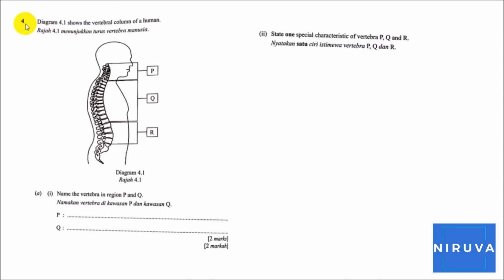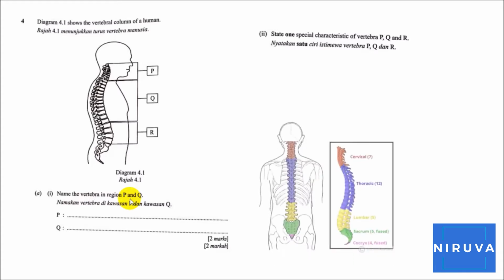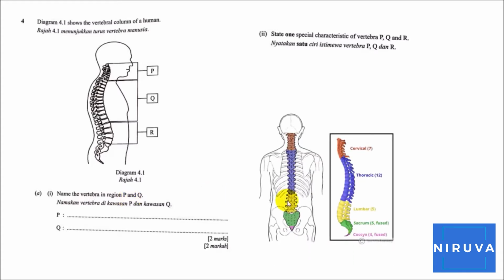Okay, question 4. Diagram 4.1 shows the vertebral column of a human. Name the vertebra in region P and Q. Okay, so here, as you can see, the human vertebrae is actually composed of 33 individual bones that interlock with each other, forming the spinal column. And the vertebrae are divided into several regions, as you can see here.